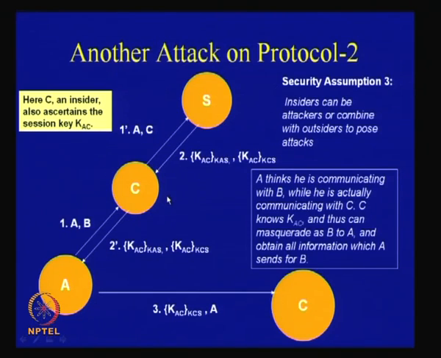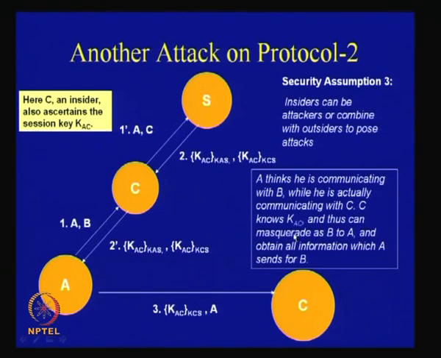So, C is in this case masquerading as B to A. C is actually masquerading as B to A, and therefore, it is obtaining all the information which A actually sends for B. So, you see that A thinks he is communicating with B, while he is actually communicating with C.